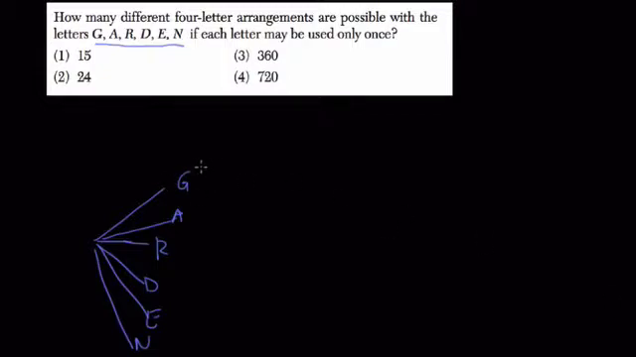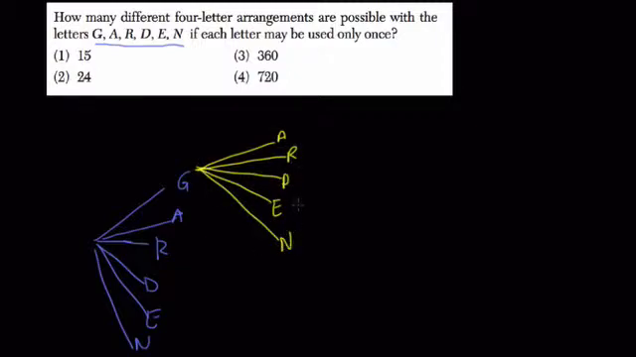If I pick G first, the second time I could pick A, R, D, E, or N. So the first time I could have picked 6 letters, and the second time I can only pick 5 letters because one letter is taken up, and I could have taken any of these to begin with. But regardless, one letter will be gone.